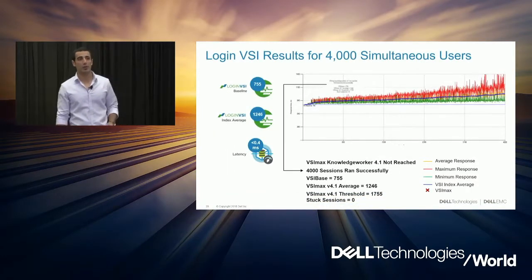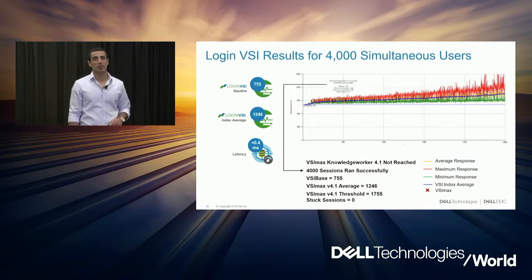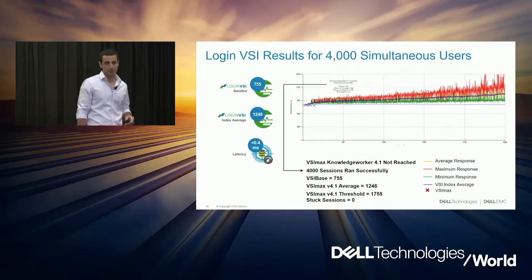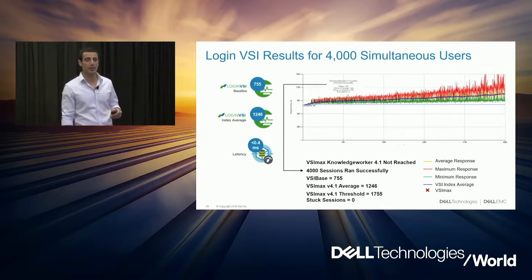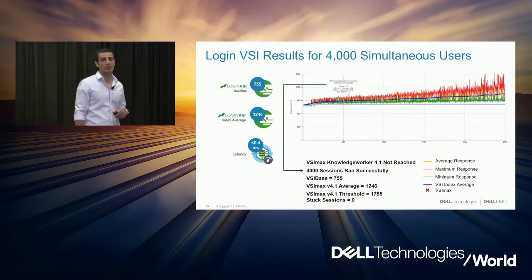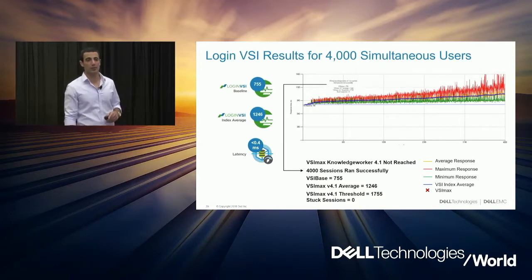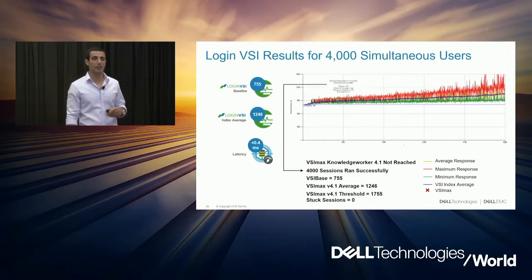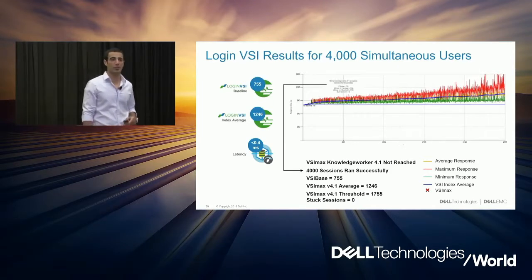On the screen, we can see the Login VSI results for the 4,000 simultaneous users, and some very interesting terms and points here. First of all, the 4,000 sessions ran successfully without any issue, and there were 0 stuck sessions, which means that all sessions were up and running during the test. The next term I want to focus on is the VSI base. Basically, the VSI base is the best performance that Login VSI measured during the test.